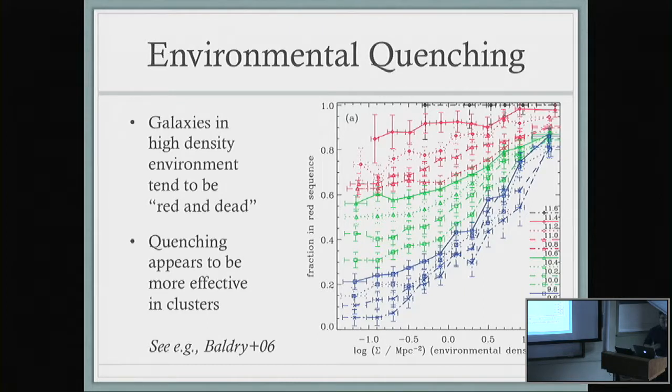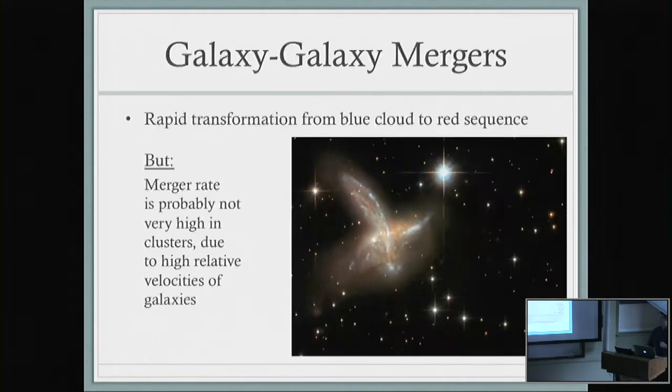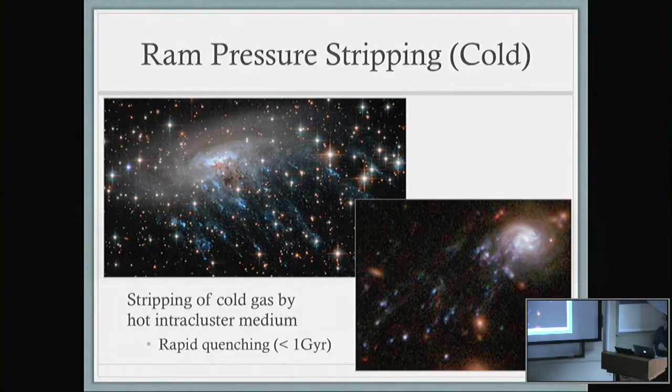There are a lot of different environmentally driven quenching mechanisms. For example, galaxy-galaxy mergers. Two blue galaxies, when they smash together, will typically make a red galaxy, and so this can drive the transition from blue to red. But galaxy-galaxy mergers are probably not prevalent in clusters because the relative galaxy velocities are quite high in clusters. So this is probably not driving that relationship that you saw in the previous slide, but it's a beautiful picture, so we'll just pause for a second.